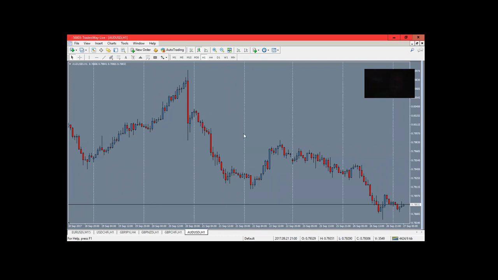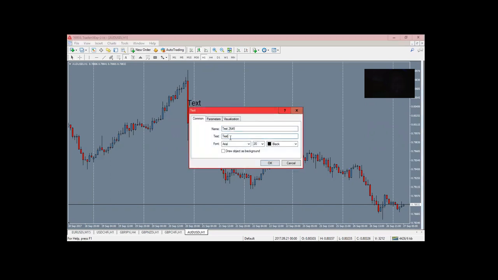Let me just go ahead and mark this on my chart. You see this little white line here? This is the start of a new day. So this is going to be 5 p.m.